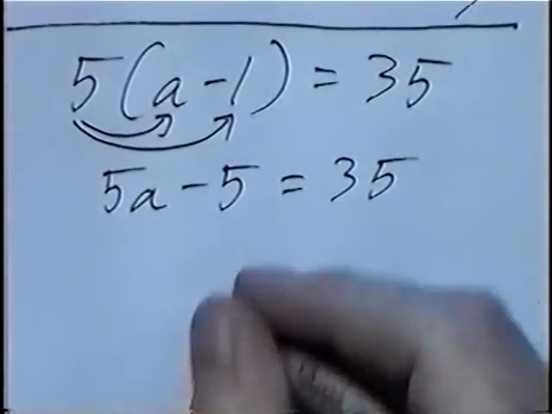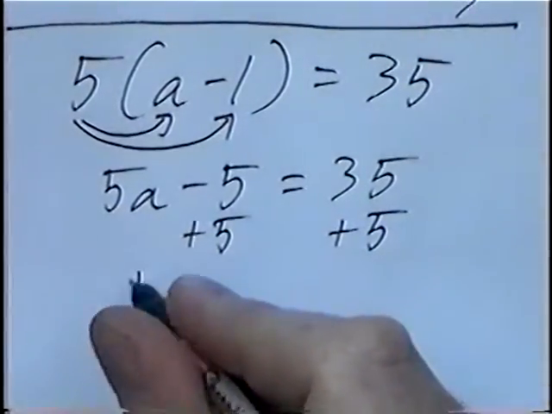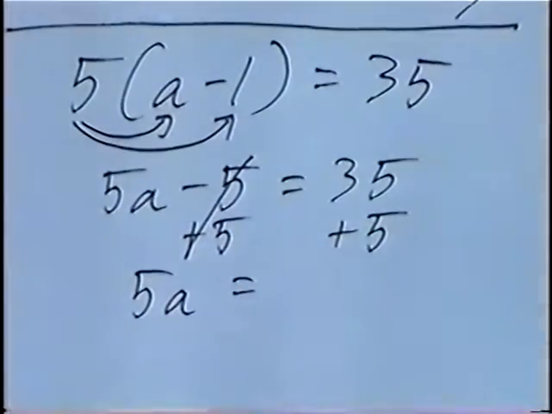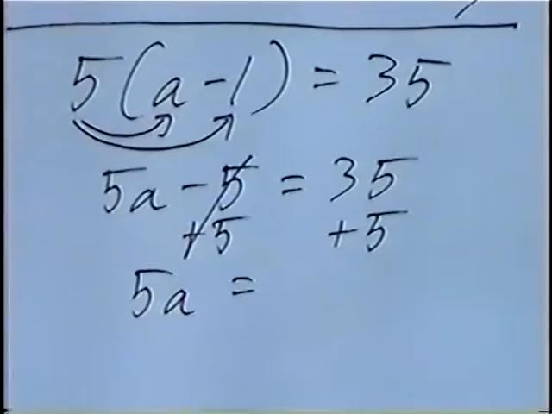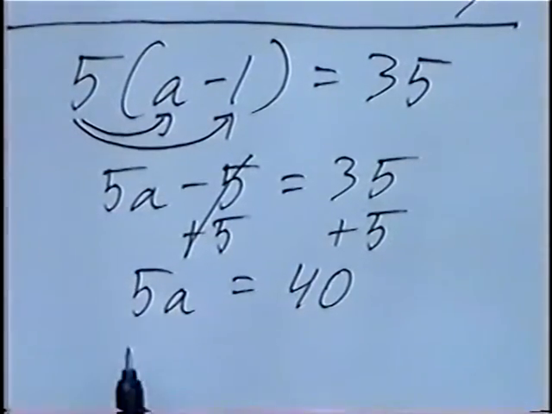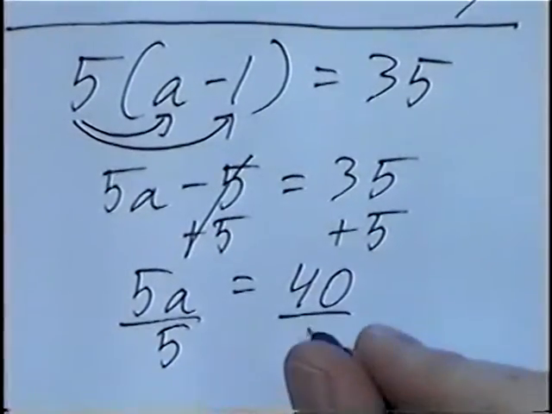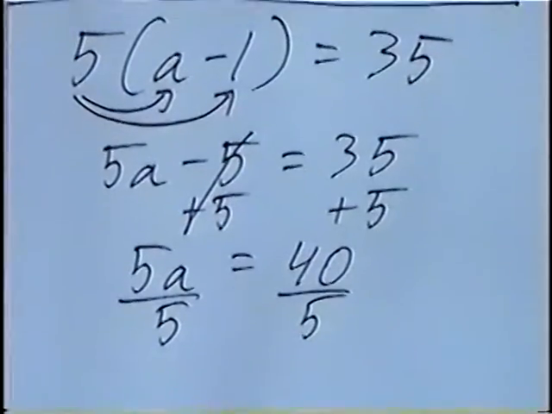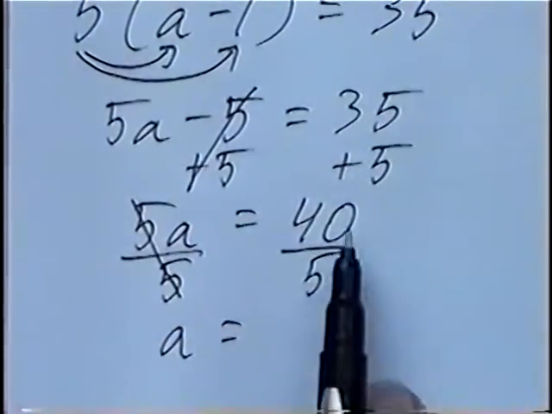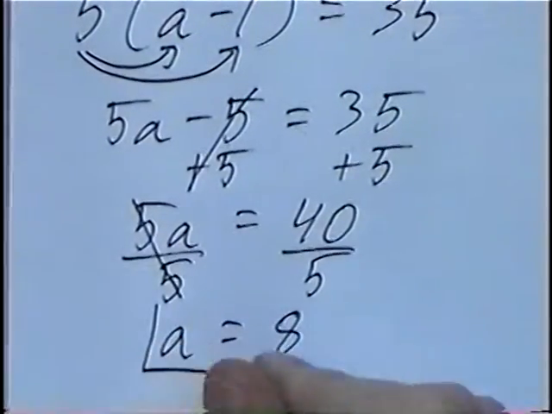Solving for a, we can add 5 on both sides. 5a would stay the same. Minus 5 and plus 5 would cancel. 35 plus 5 would be 40. And last step, 5a, we can divide by 5 to cancel the 5's on both sides. Canceling the 5, we have a equals 40 divided by 5, which would be 8.